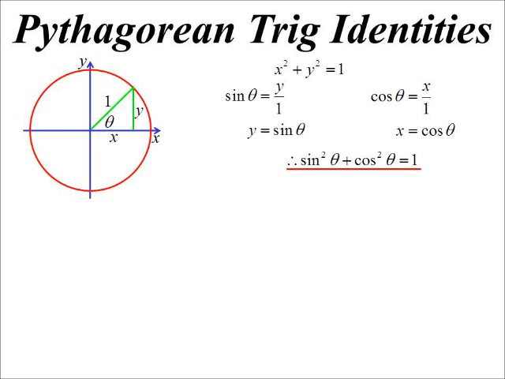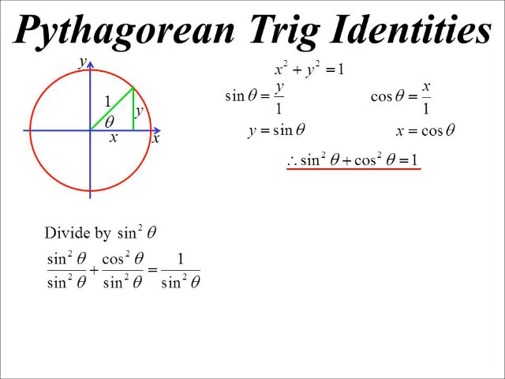So it does not matter what the angle is. If you find its sine and square it, then you find its cosine and square it, you'll always end up with the answer 1. Now, to get the second trig identity, all we do is divide everything by sine squared. So sine squared over sine squared, cos squared over sine squared, and 1 over sine squared. Well, sine squared over sine squared is obviously 1. Cosine over sine is cotan. If you remember that tan is sine over cos, then cos over sine must be the reciprocal of tan, cotan, and the reciprocal of sine is cosec. So we get 1 plus cot squared is cosec squared.